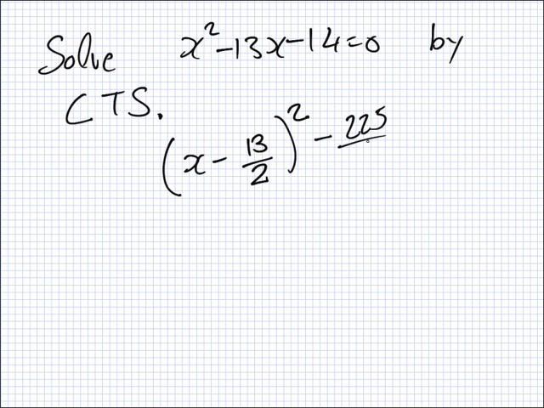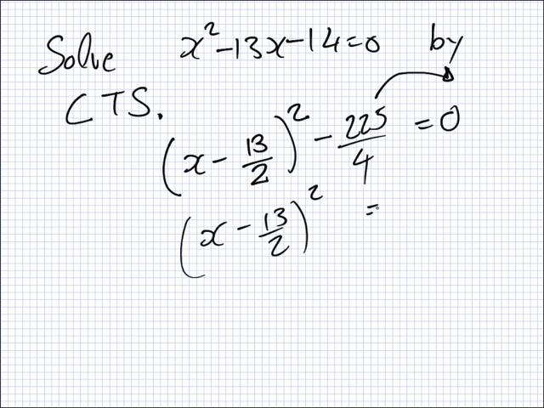Minus 225/4. 225 over 4. Yeah? Now, can anybody see what we would have to do here to try and solve this if we were trying to use this method? What would I do next? Move that to the right, isn't it? x minus 13 over 2 squared equals 225 over 4. What would I do next?